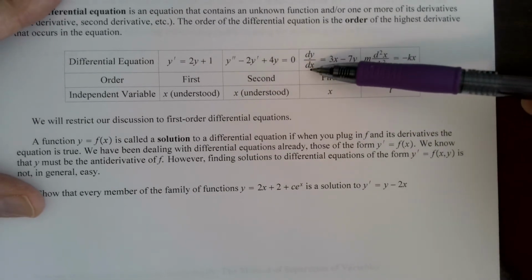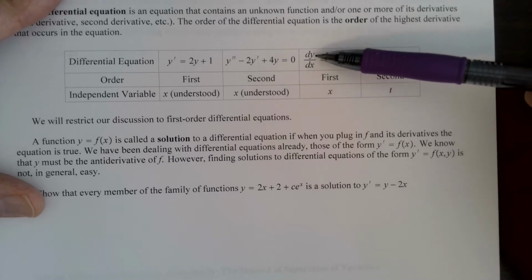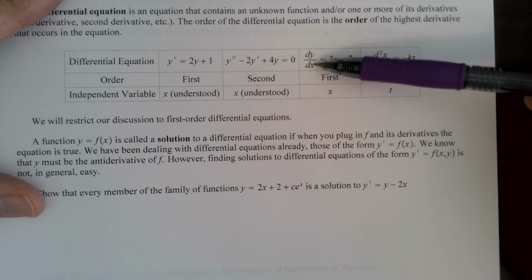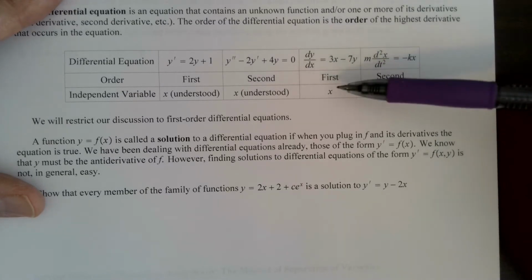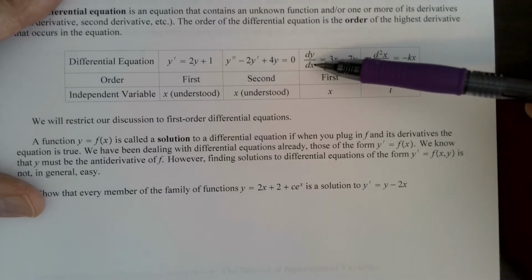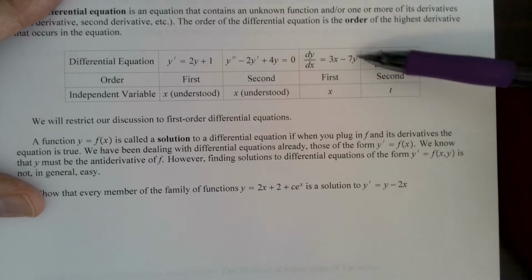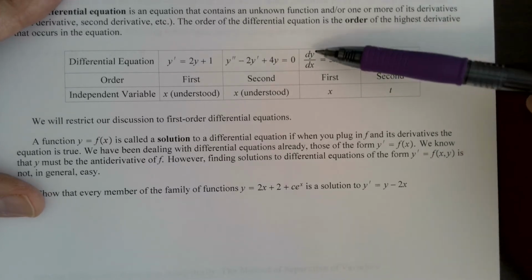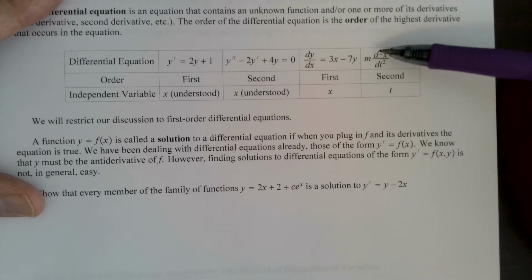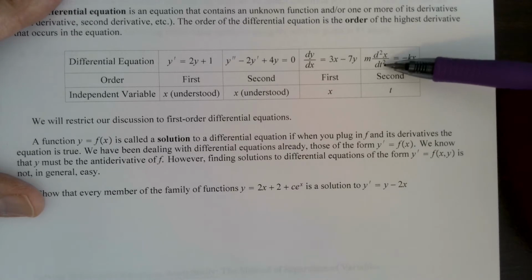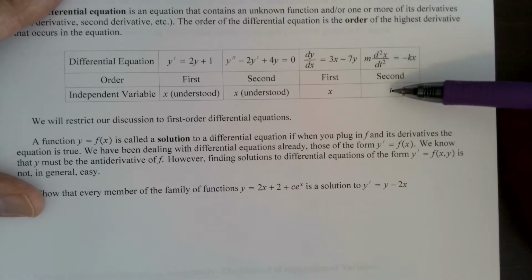Here now we're clearly told that x is the independent variable because I've got dy dx. So dy dx is the first derivative, so this is a first order differential equation, but this clearly tells us the independent variable is x. y is the dependent variable, the function we're looking for. We're looking for y as a function of x. Here we've got d squared x over dt squared, that's the second derivative of x with respect to t. Notice t now is our independent variable.